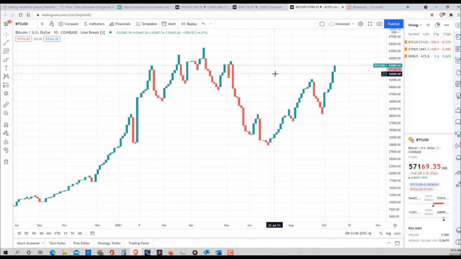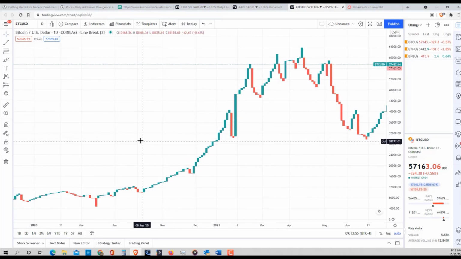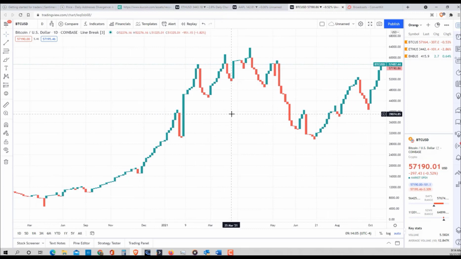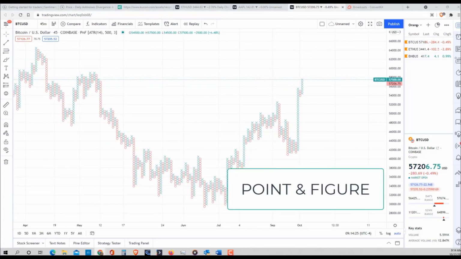Those three chart types, again, are a little bit advanced, and I wouldn't necessarily use them as your go-to, but it's something to experience. It is something to experiment with. I personally don't really use them unless I'm looking to see how large a price move took place over time.